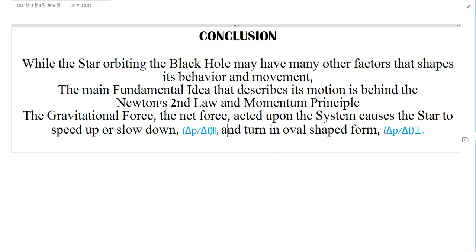In conclusion, while the star is orbiting, the black hole may have many other factors that shape its behavior and movement. The main fundamental idea that describes its motion is Newton's second law and the momentum principle. The gravitational force, the net force acting upon the system, causes the star to speed up or slow down, dp/dt parallel, and turn in an oval-shaped path, dp/dt perpendicular.